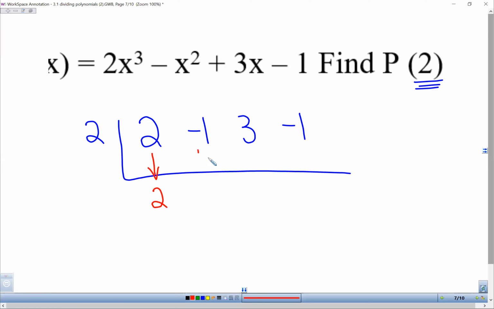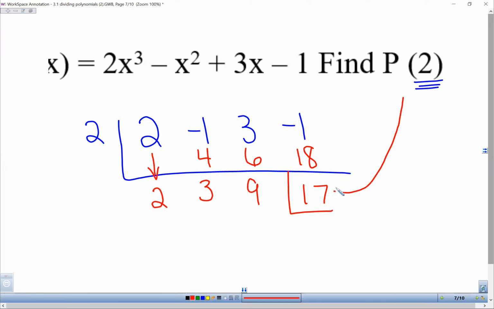2 times 2 is 4. Add that together. 2 times 3 is 6. Add those together. 2 times 9 is 18. We add that together. P of 2 is equal to 17. Okay? All right, so that's the remainder theorem.